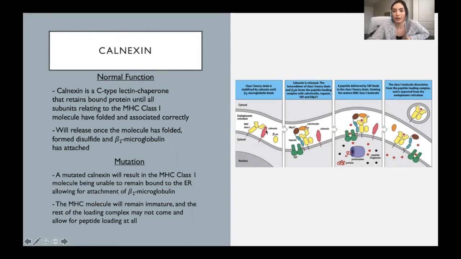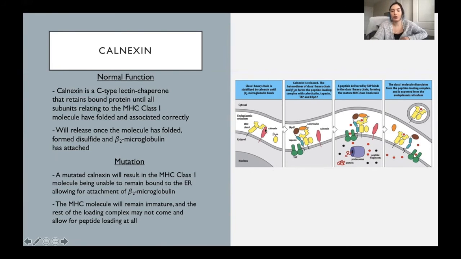So as you can see in the picture, the calnexin is holding on to this part of the MHC class 1 molecule, keeping it bound, allowing for the beta 2 microglobulin to then come in and attach to the rest of the subunit. Once that microglobulin has attached, then the peptide loading complex, along with all of these, will come in and allow for the peptide to then become bound.